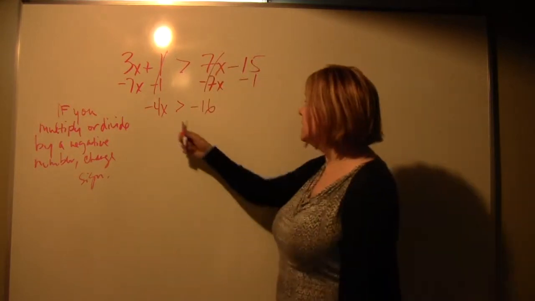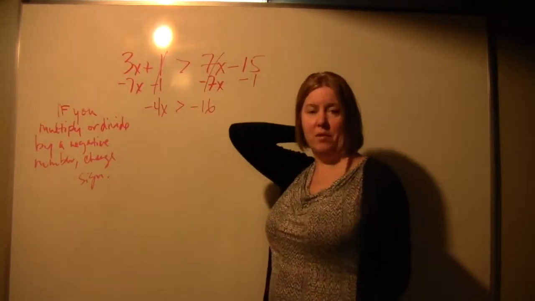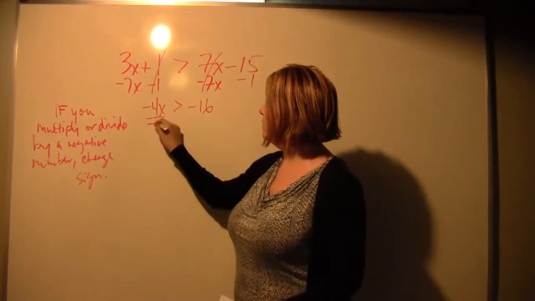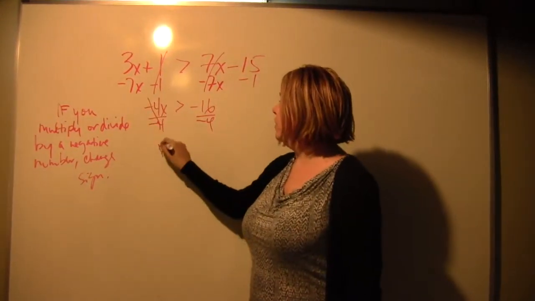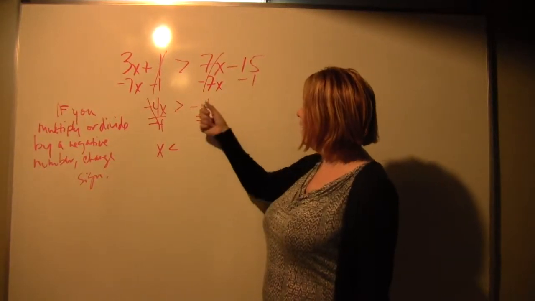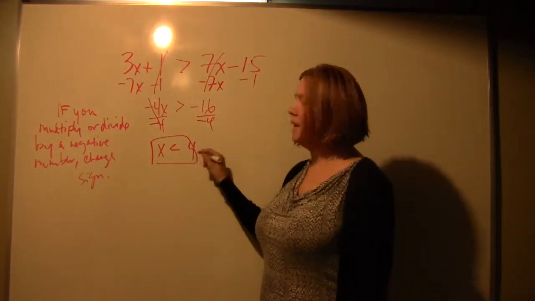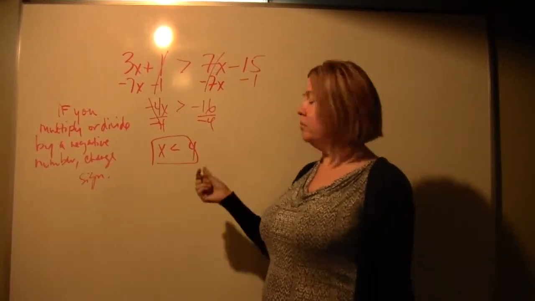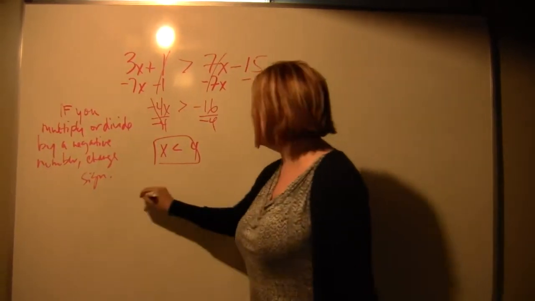Okay, so since this is a negative 4, we are going to divide both sides by a negative 4, so we are dividing by negative. Okay, so we will change the sign. And a negative divided by negative is a positive. So x is less than 4. That is your answer. Now, we're not done, though, because we have to show that on a graph.